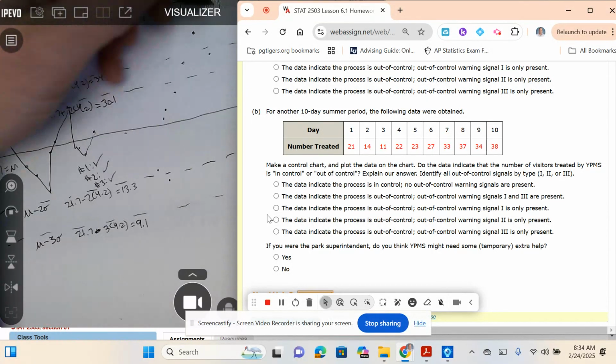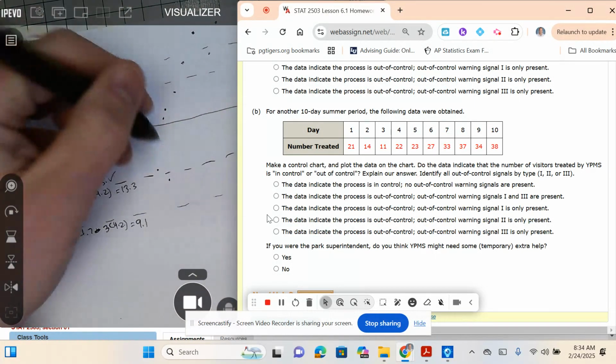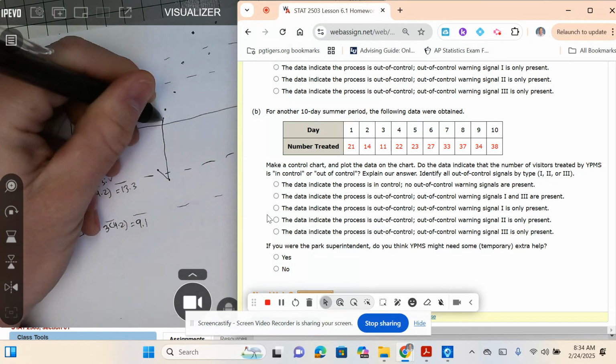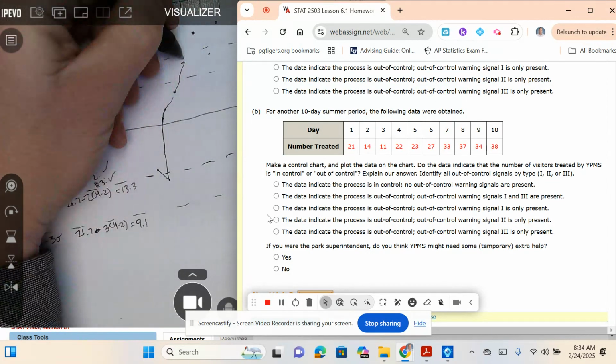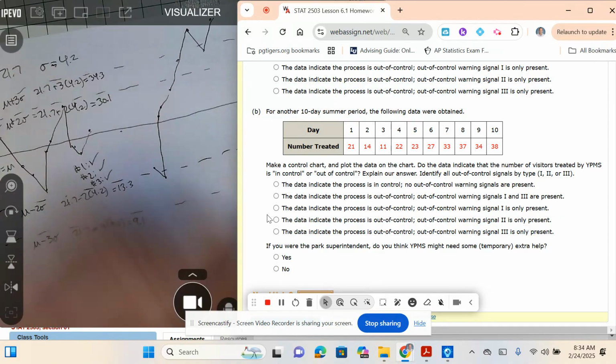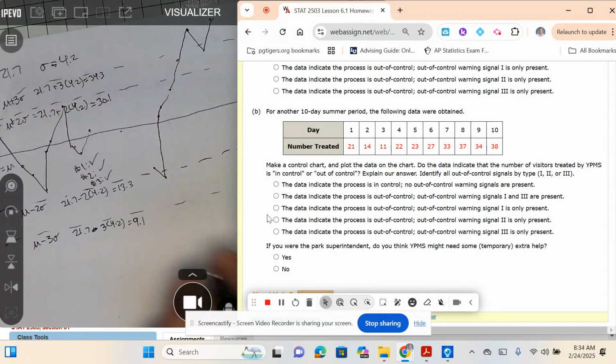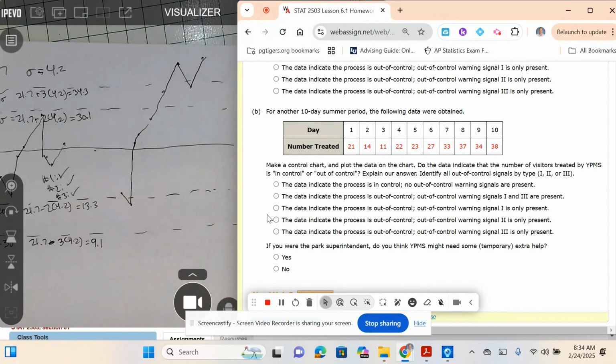38. What are we thinking here? Y'all got some preliminary thoughts on this? This is out of control. There you go. This is out of control. This is definitely out of control. Y'all are already all over that.